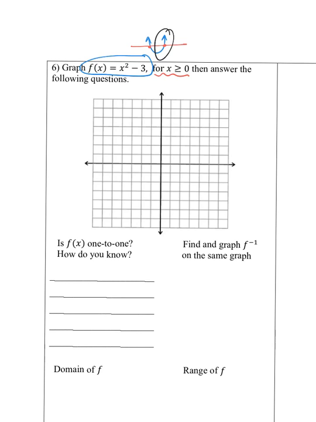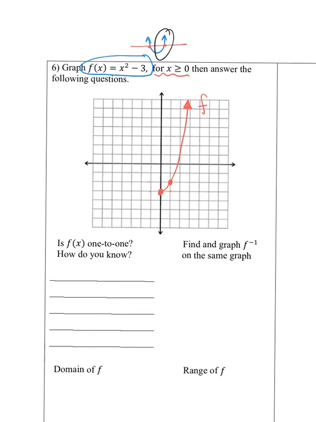It's a parabola shifted down 3 spaces. And it has that structure, right 1, up 1, but again we're not going to go to the left and up 1 because we only want it when our x values are greater than or equal to 0. So this is the function f that we're talking about.